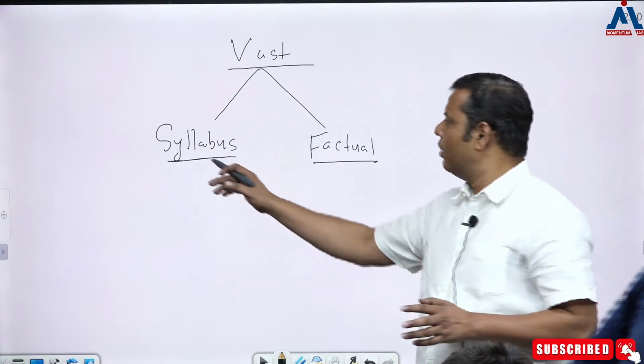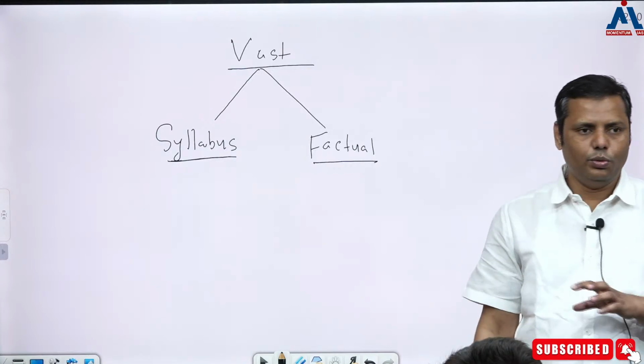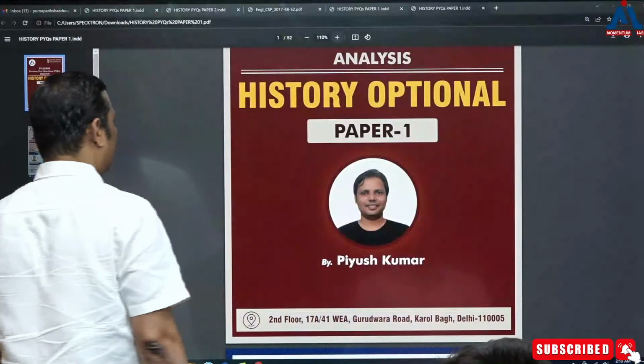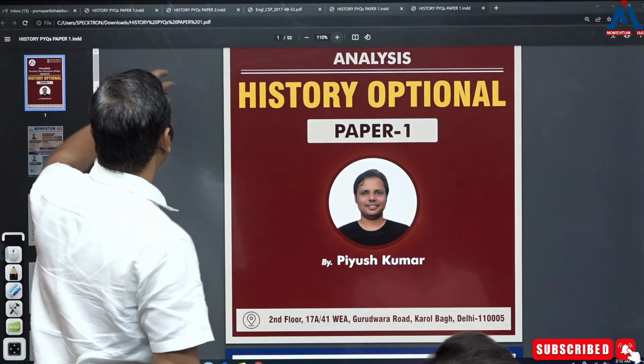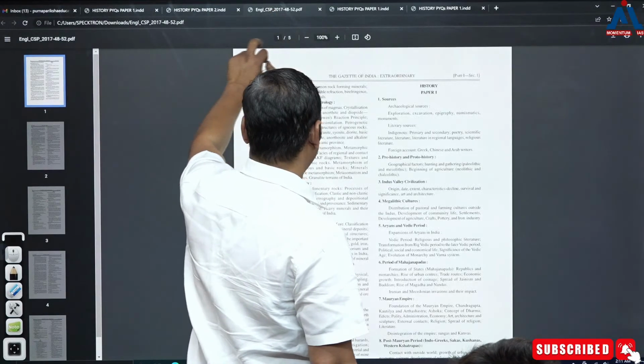So one by one, we'll just try to deal with both these two aspects, whether it's really having a kind of huge syllabus or not. For that, we have to see a couple of things. Let's say, first I had been discussing the vastness of the subject, right? So let's see the syllabus.